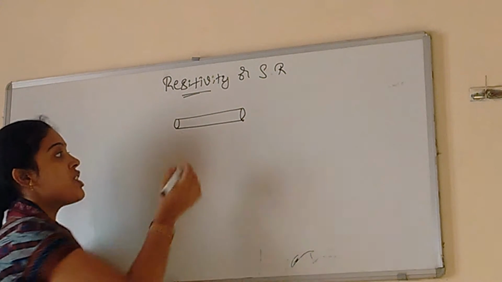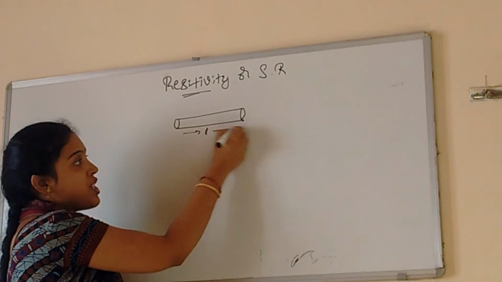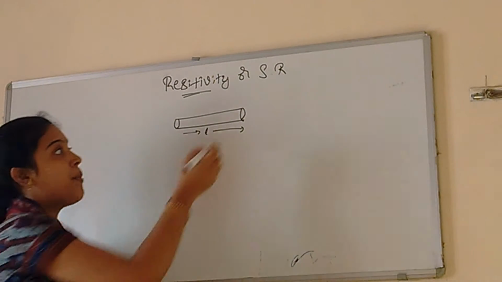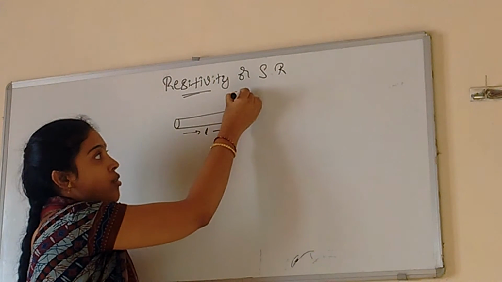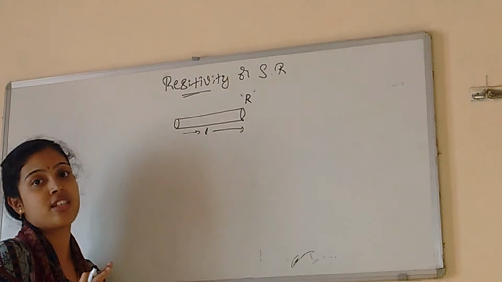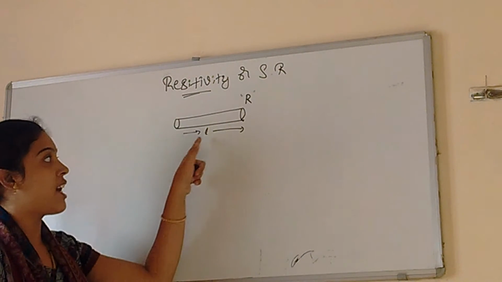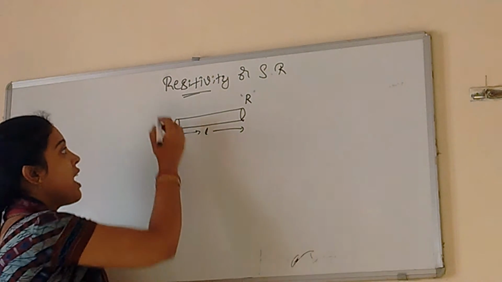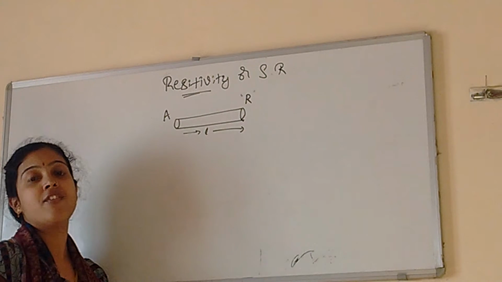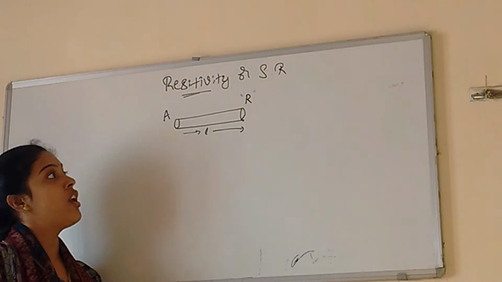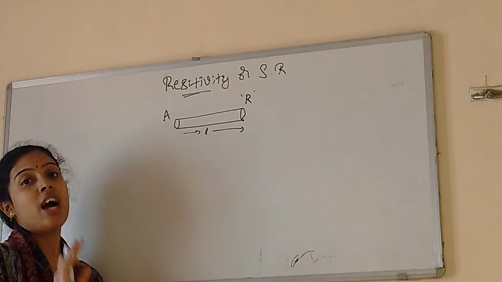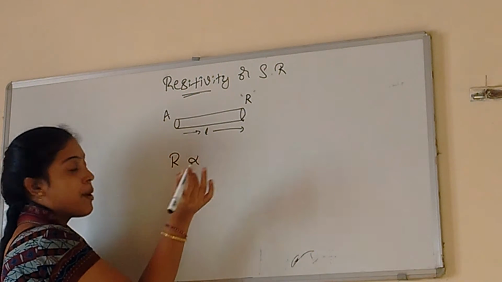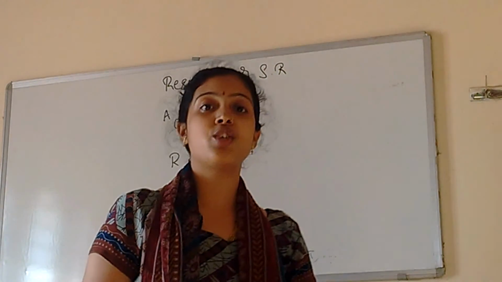Consider this is a conductor which is having a length L and resistance R. So last class only I told capital R is the letter we are going to use for the resistance of a resistor, right? So R is the resistance and L is the length of that conductor and which is having the area A.